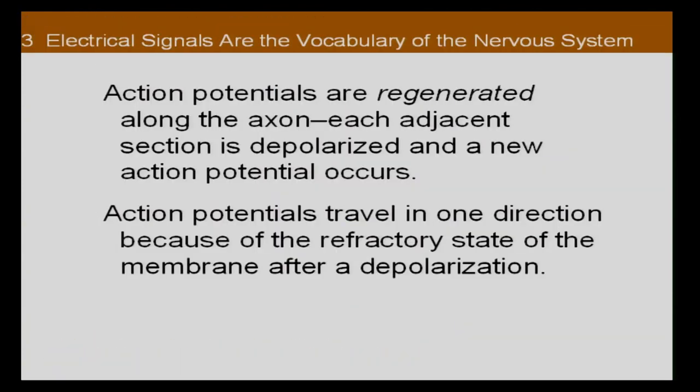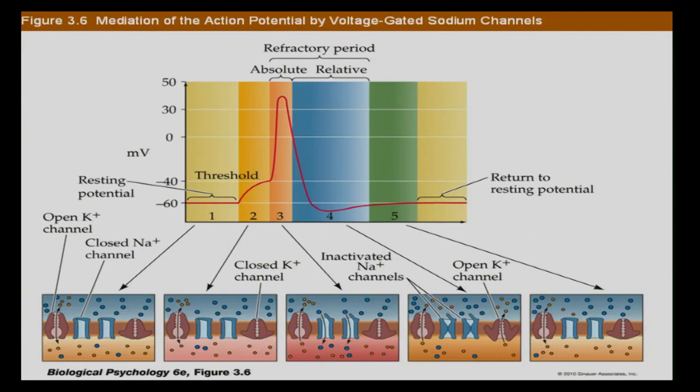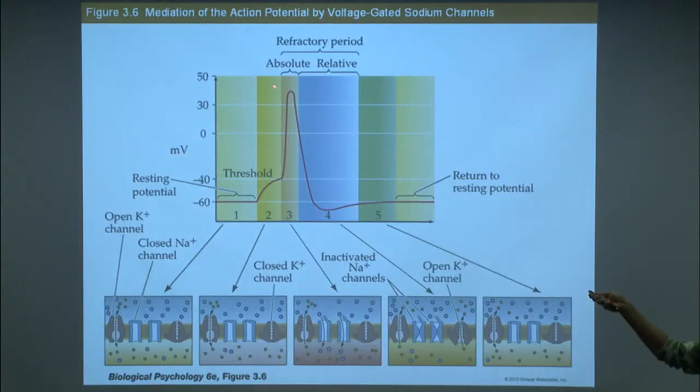Another important concept: action potentials travel only in one direction. Why? Because of the refractory state of the membrane after depolarization. Remember we talked about there is an absolute refractory period. This chunk of the axon cannot get depolarized again for a small amount of time after an action potential is seen, and then there's a relative refractory period.